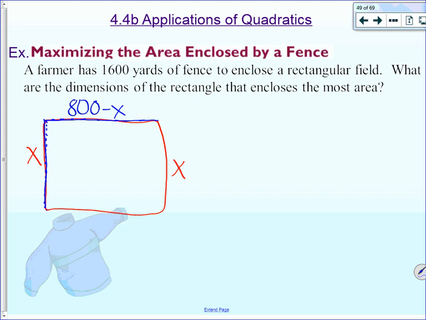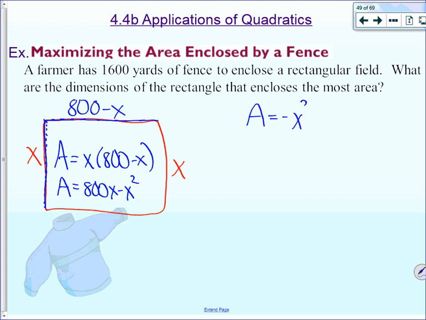So who could tell me what an expression for area would be? Ashley? So negative x squared plus 800x. Okay, good. So x times 800 minus x, and then Ashley went ahead and multiplied it out. So that is an expression for area in terms of x. And if I just want to write the terms in order, it's negative x squared plus 800x.